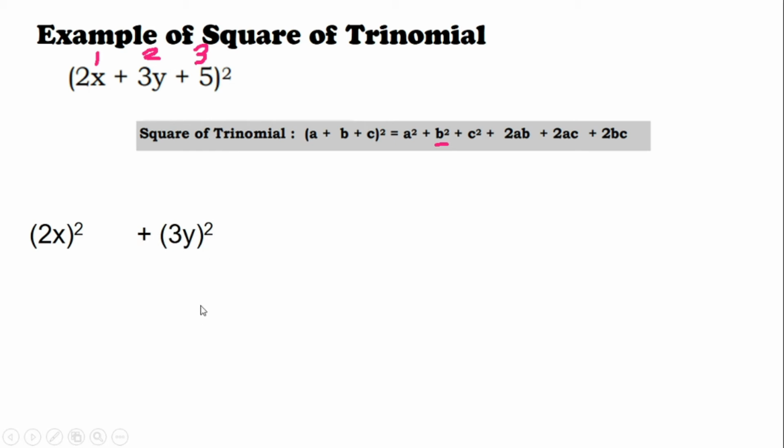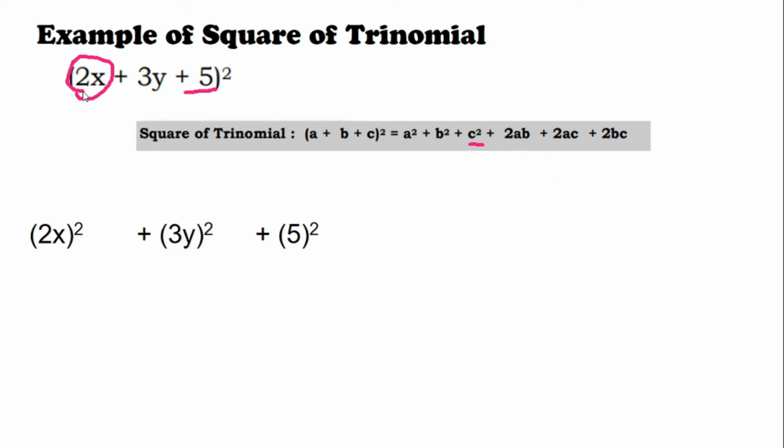3y, second term, i-square daw. Ayun. Next is square si third term. Ang third term natin ay si 5. So, we have plus 5 squared. And then, plus, times natin kay 2 si AB. Ang A ay 2x, ang B is 3y.